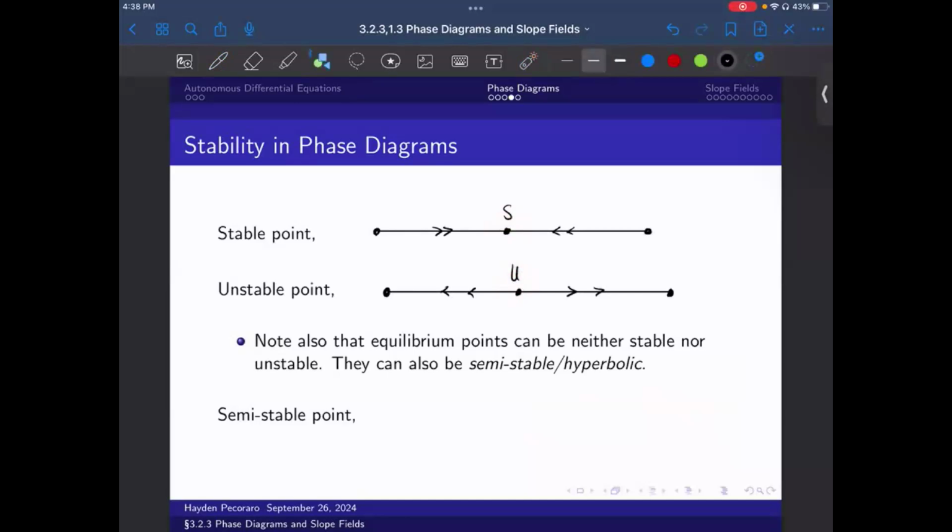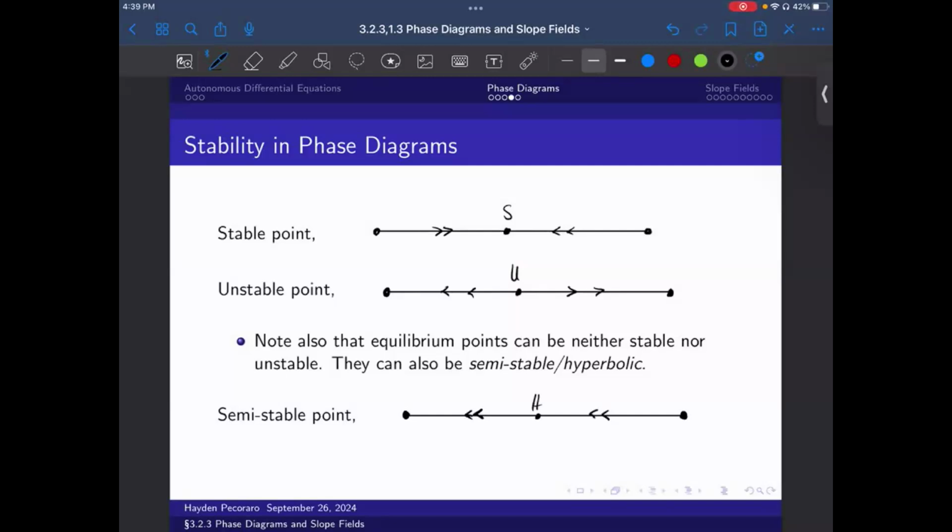These aren't the only options, though. You can also have a semi-stable point. Sometimes these are called hyperbolic. Hyperbolic works a little bit better in 2 dimensions, but sometimes I like to use that terminology because it's a similar idea. So hyperbolic fixed points, or not fixed points, equilibrium points, or semi-stable equilibrium points, have one side where solutions go away from them and the other side where solutions go towards them.